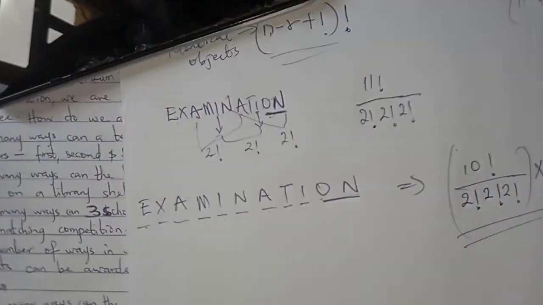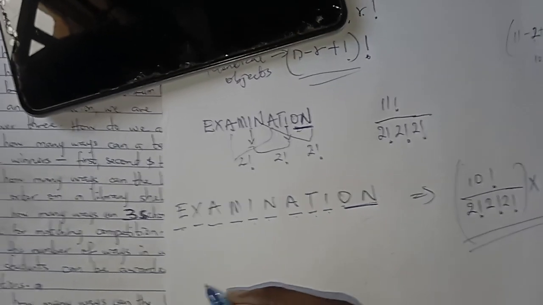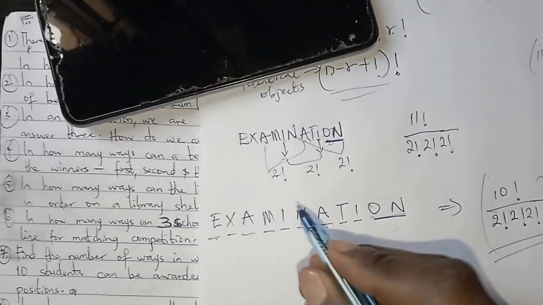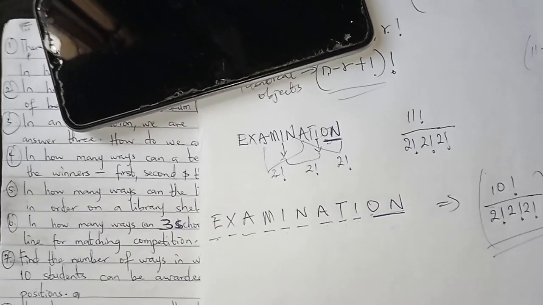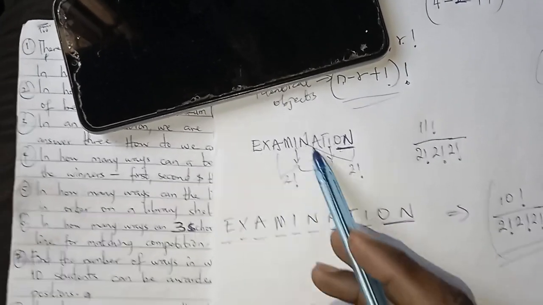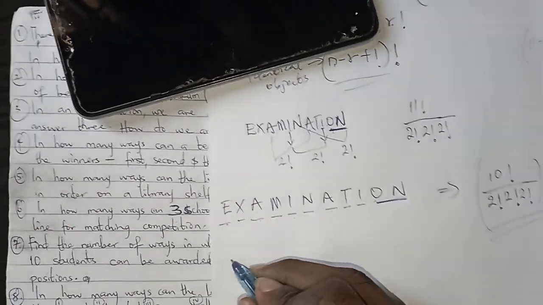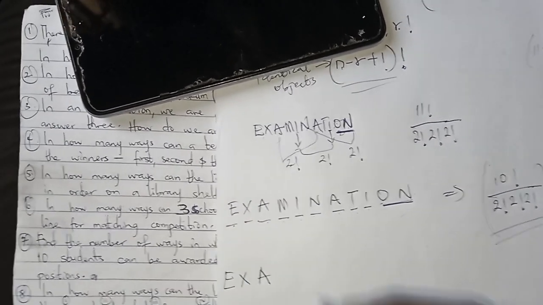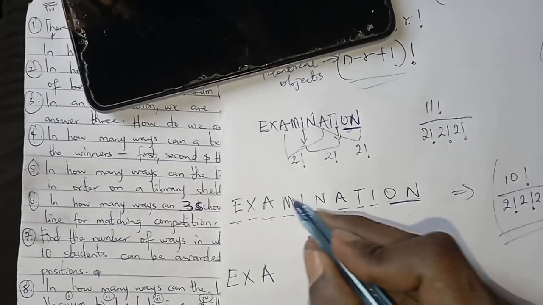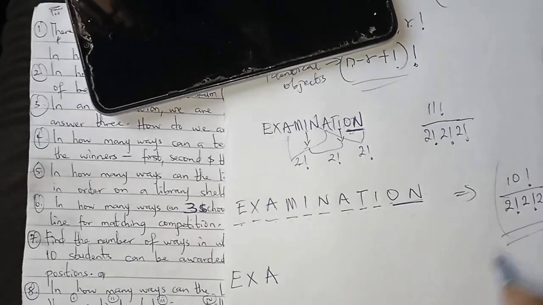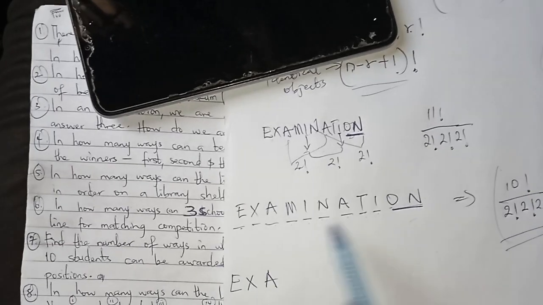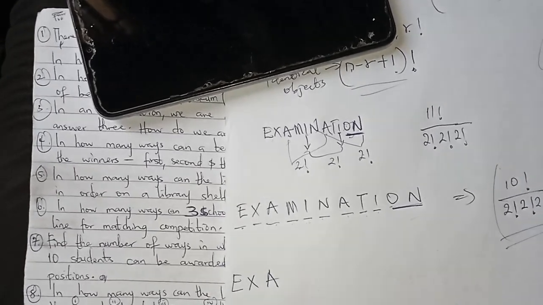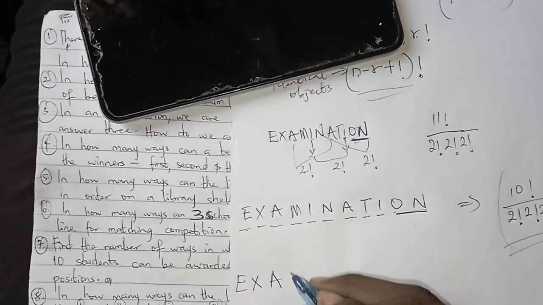But let's say I am giving this same question, and I'm now asked to make the 2 A's together instead of O and N. So let's write this. It will now be E, X, A. They want my 2 A's. They say, in how many ways can the letters of the word examination be arranged so that these 2 A's are together? So it will now be, let me just bring the A here.